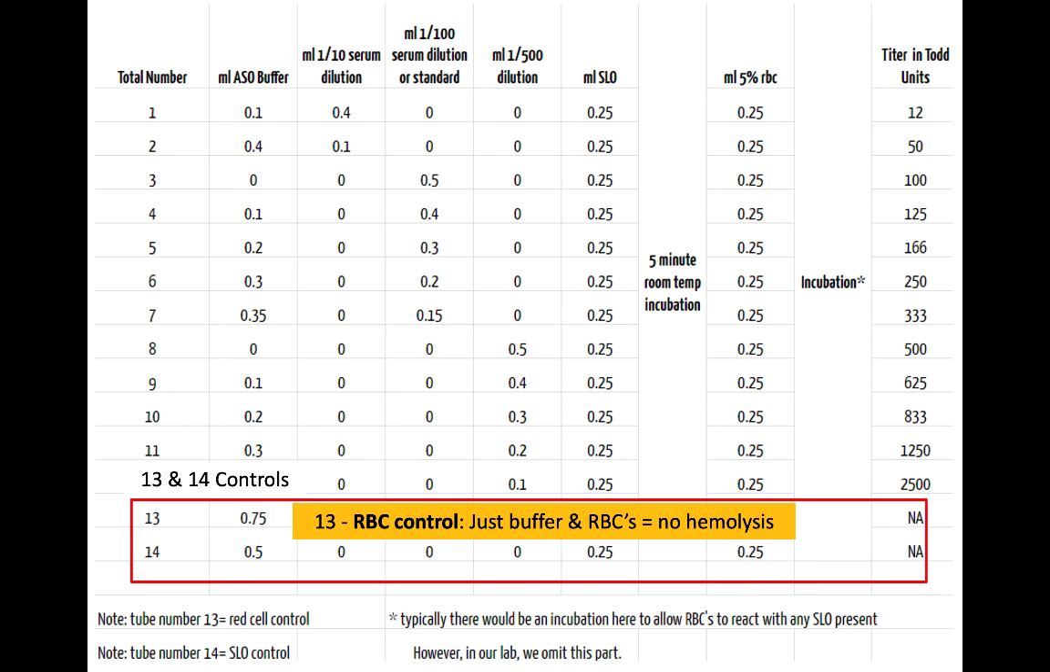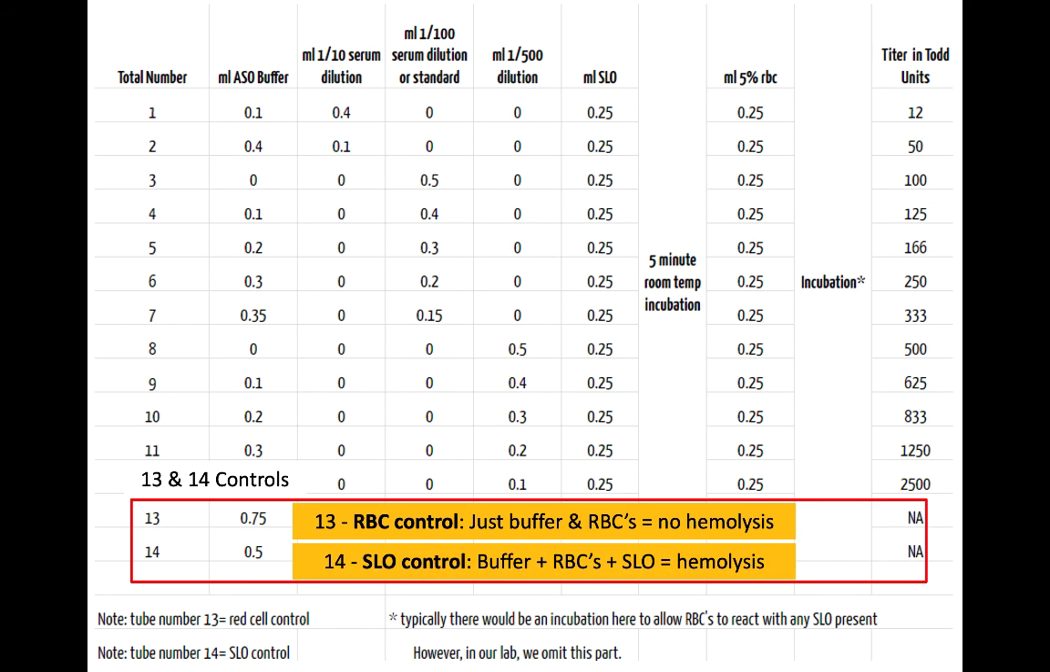In tube 13, with just buffer and red cells, when you add the red cells to the buffer, there should be no hemolysis, right? It's just red cells floating around in saline. If the red cells are healthy, then nothing should happen. If you make this tube and incubate it and your red cells hemolyze, that is a sign that our red cells were not good. They're probably old or something was wrong with them. Maybe they were fragile, but it indicates that one of our reagents wasn't good and that we cannot trust the answers we're getting on our titration, because maybe those cells hemolyzed just because the cells were bad, not because of the ASO concentration.